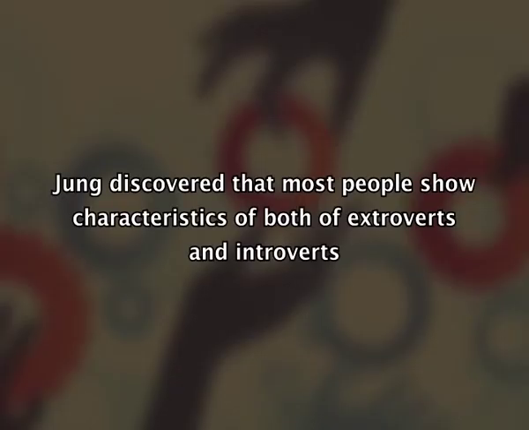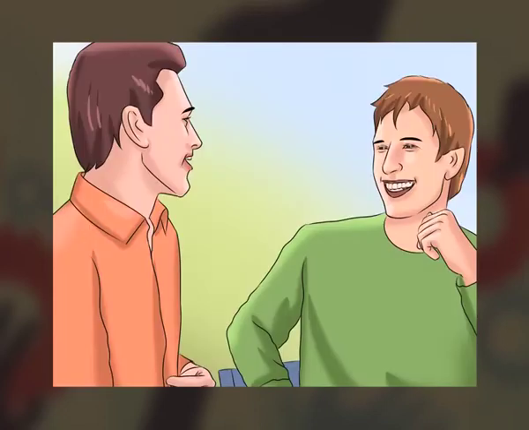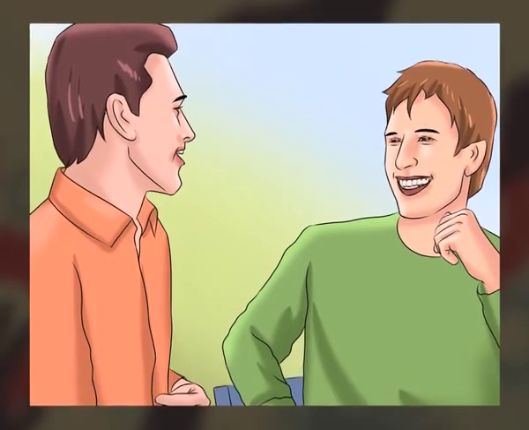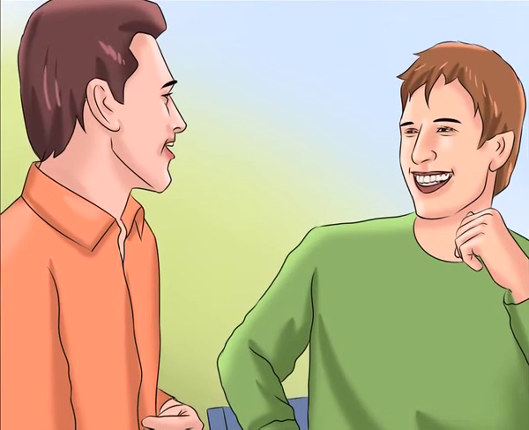Later on, Jung discovered that most people show characteristics of both extroverts and introverts. If one plots a graph of extroversion and introversion indices for a group of people, one will get a normal probability curve rather than a bimodal curve. This indicates that a large chunk of people are neither extroverts nor introverts, but both. Jung gave such people the name ambivert.